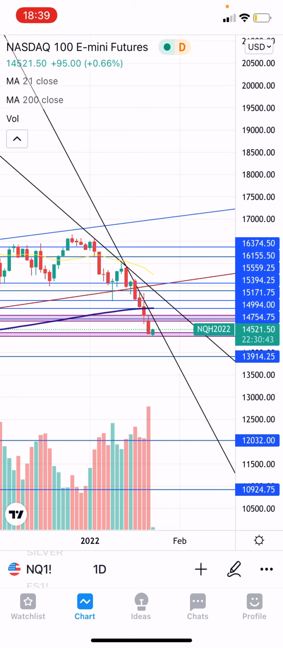So, let's go over a few things here. Let's talk about the Nasdaq chart. This is something that we had plotted earlier, right? Now, let me zoom out here, actually. So this was actually an entry of mine and our members, right?